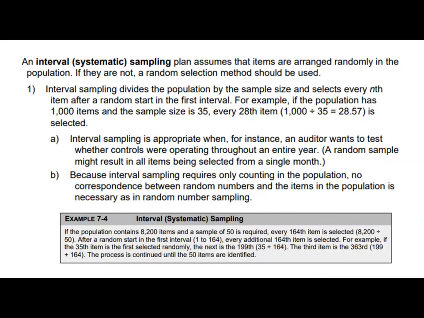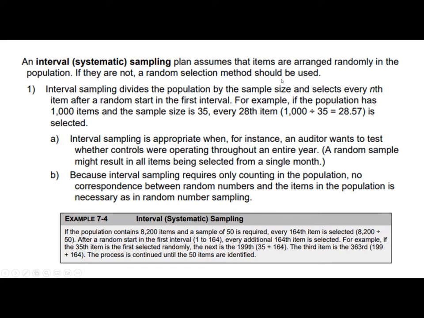The next one is what we call interval sampling or systematic sampling. What do you mean by interval sampling and systematic sampling? We'll read it together and I'll explain. The systematic sampling plan assumes that items are arranged randomly in the population. If they are not, a random selection method should be used.